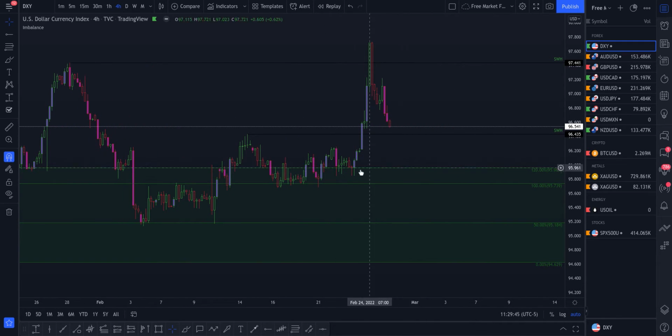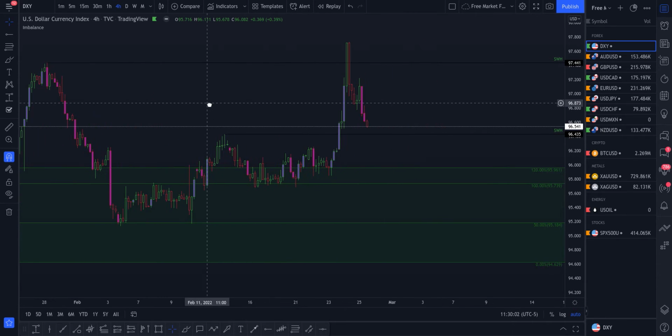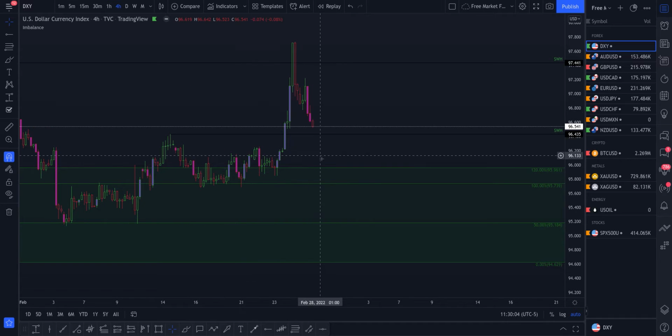What I have marked here is some unmitigated institutional zones. All right, and if you're again wanting to know how I come up with the institutional zones, then feel free to click on to join the professional trader mentorship, and you can grab some videos and things of that nature.